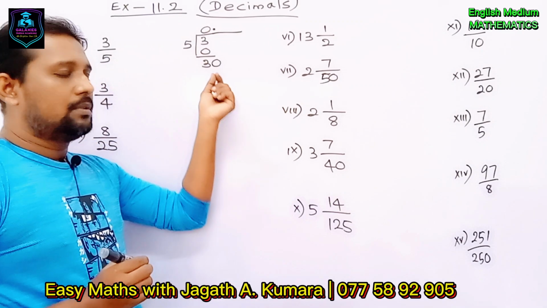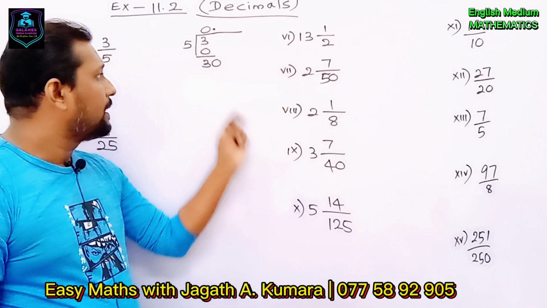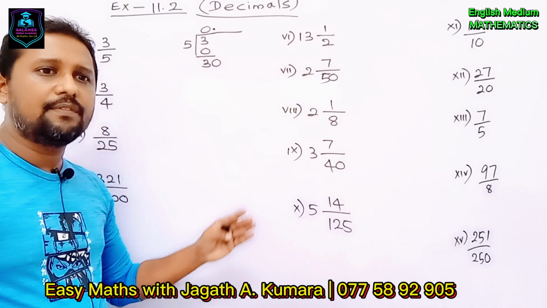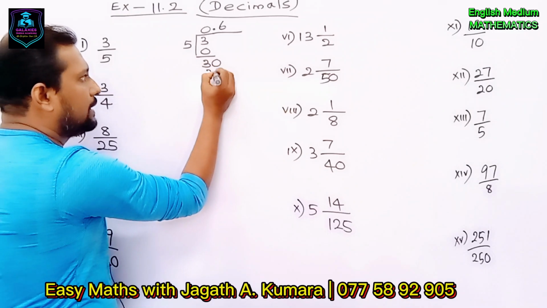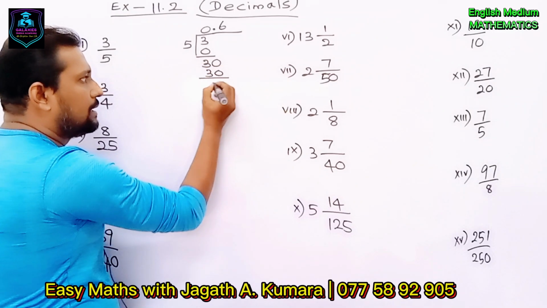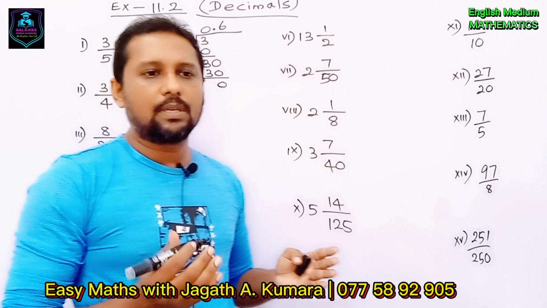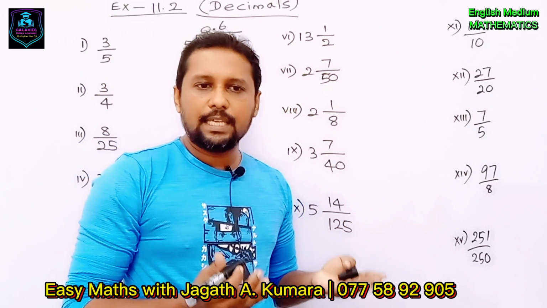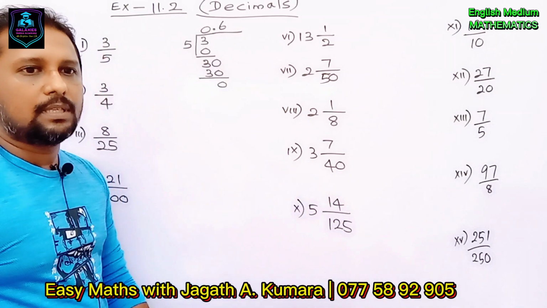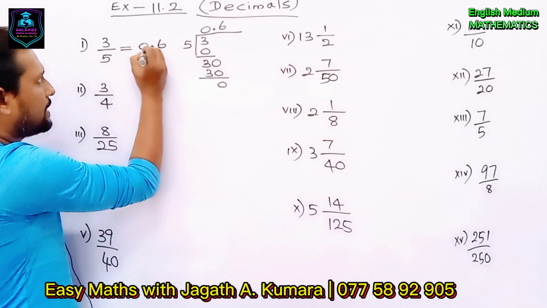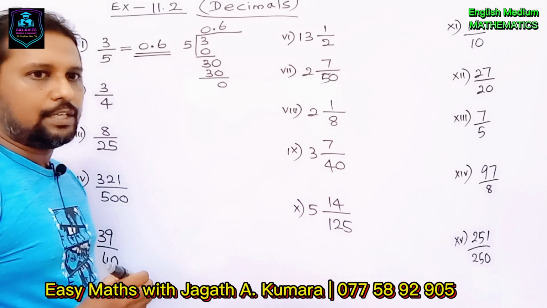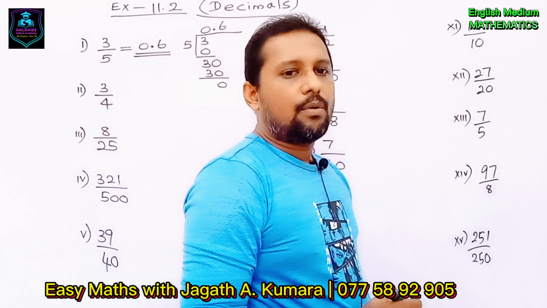Now you can divide further. 30 divided by 5, what is the value? 6. 6 times 5, 30. 30 minus 30, 0. Now I received the remainder 0, so you can stop the division. So what is the answer for the first one? 0.6. Now let's go to the second one.